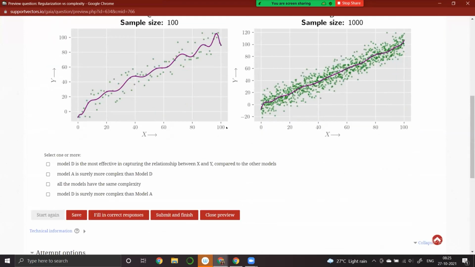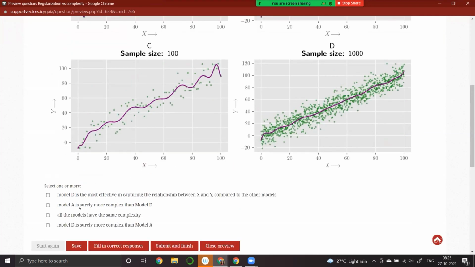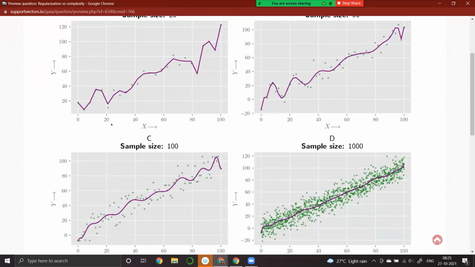Okay, so model A is surely more complex than model D. A lot of people had selected this answer because it looks like model A is more complex. But the fact is that model D has been regularized because there has been more data, and because of that, it's almost like a straight line, in spite of the fact that this is also a model of complexity 20.